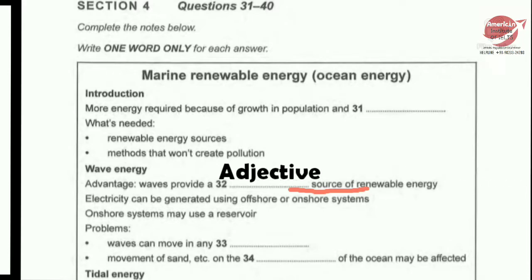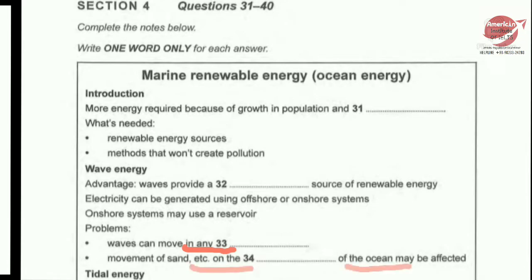So electricity can be generated using offshore and onshore systems. Onshore systems may use a reservoir. The problem is waves can move in any... Now you need a noun, in any and any direction. Often nouns have combination with adjectives. So waves can move in any direction. Okay, so that prediction is saying that is 33. Now movements of sand etc. on the dash of ocean may be affected. On the floor of ocean, or something like that. Okay, so you need a noun for 34 again because there is an article before that blank. Okay, so let us try this activity.